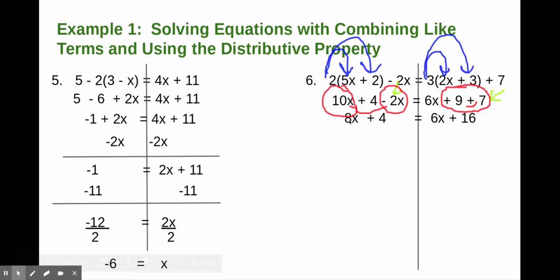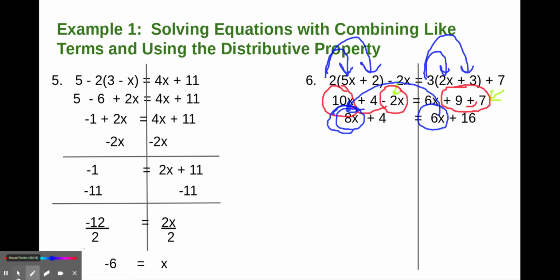I have a variable term and a constant term, which I can't do anything else with. And on my right side, I have a variable term and a constant term that I can't do anything else with. So now this is the baby bear, mama bear step, when you have to collect your variable terms on one side. So I'm going to take my 6x and my 8x and combine them. The 6x needs to go over to the 8x because 6 is smaller than 8.